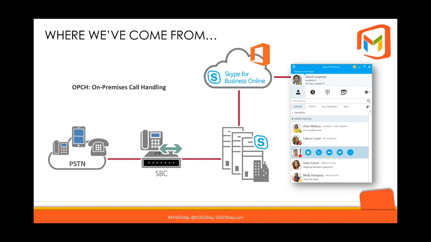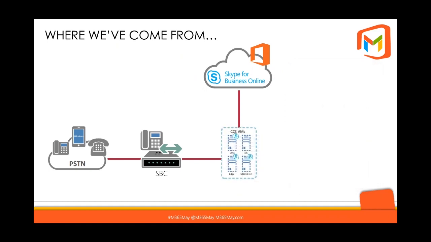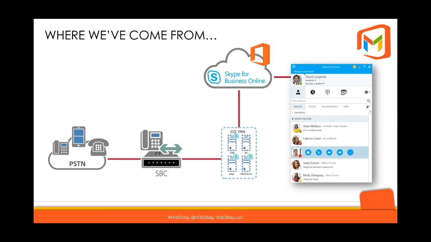But we had plenty of organizations that started to move to Skype for Business Online and wanted to do voice, and didn't really want to have a full Skype for Business Server infrastructure on premises to support that. So there was something else that came along, something called Cloud Connector Edition, which basically allowed us to deploy a subset of Skype for Business servers on-prem that would allow us to light up telephony in the cloud. So think of that as a bit of plumbing that we would deploy in order to support voice in Skype for Business Online using on-premises infrastructure.